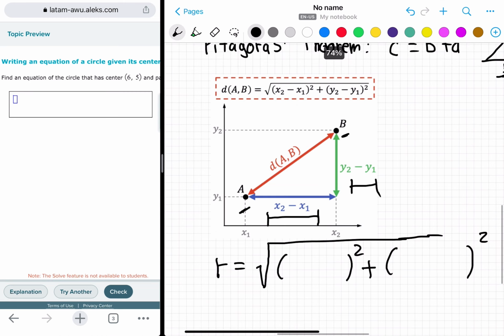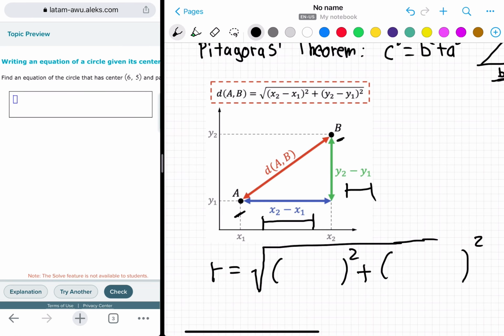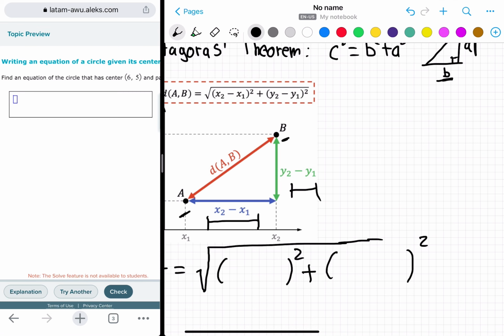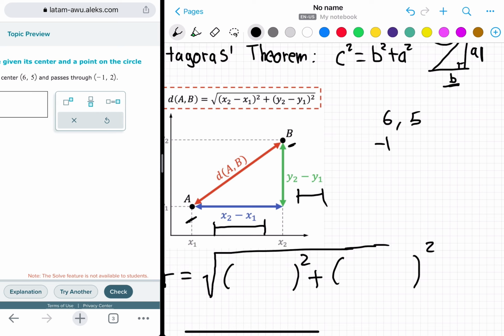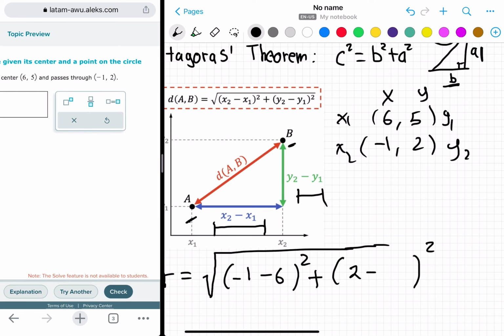Now, what is the value of x? I'm going to take these 2 points. I have the points 6, 5 and the points minus 1, 2. Those are the 2 points that I'm going to work with. Let's say this is x1 and y1, and this is x2 and y2. If I replace these 2 points into my formula, I'm going to have minus 1 minus 6, and here 2 minus 5.